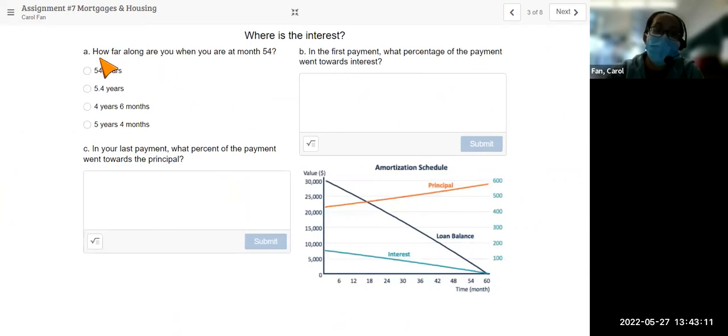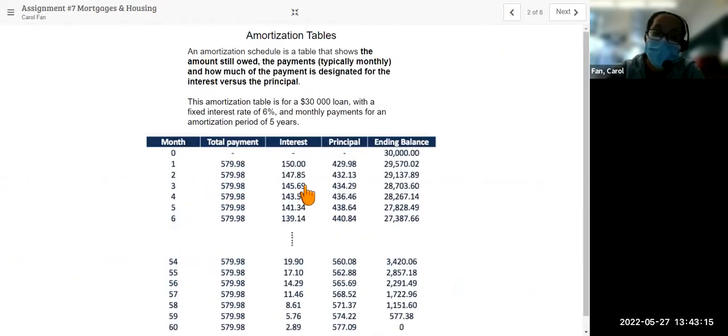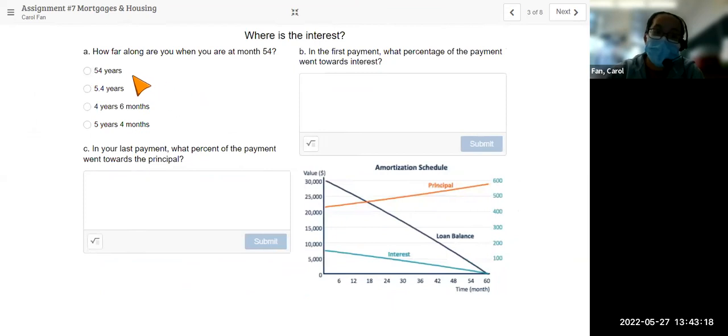So if you're looking at month 54 here, what does month 54 represent? 54 years, 5.4 years, 4 years 6 months, or 5 years and 4 months. I'll give you a little bit of time. Please make your selection, and then we'll take this up. Actually, this whole page, I'm going to give you a moment to do it, and then we'll take this up.